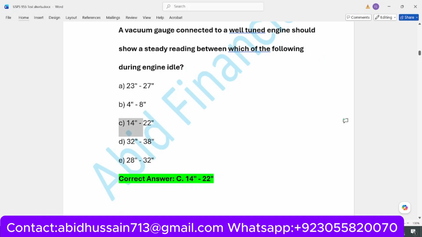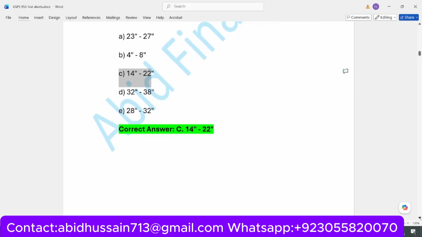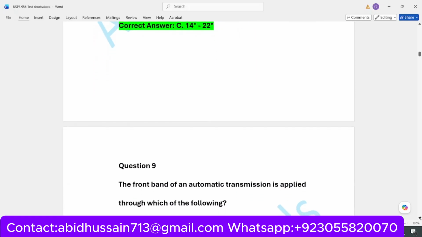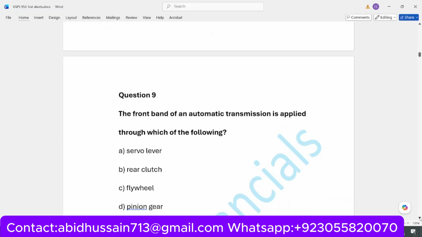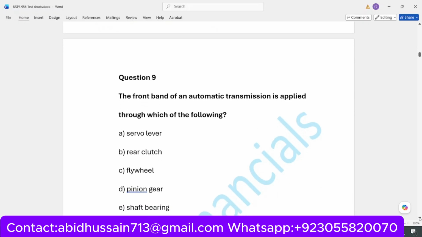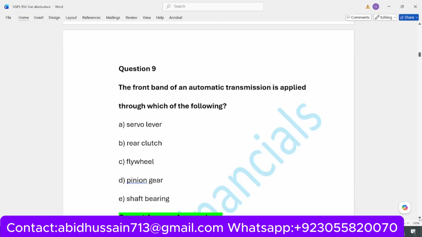Question number 9. The front band of an automatic transmission is applied through which of the following? Option A, servo lever. B, rear clutch. C, flywheel. D, pinion gear, and E, shaft bearing. The correct option is servo lever.